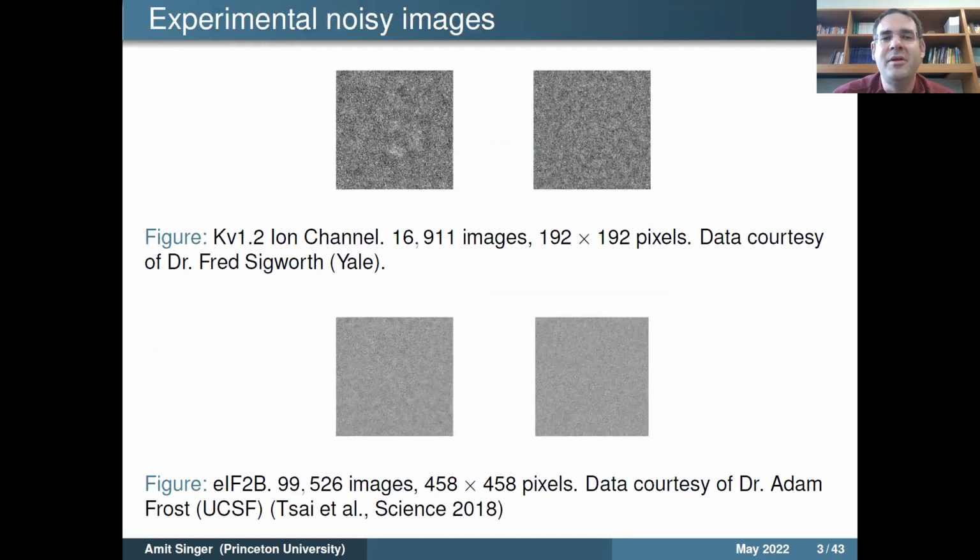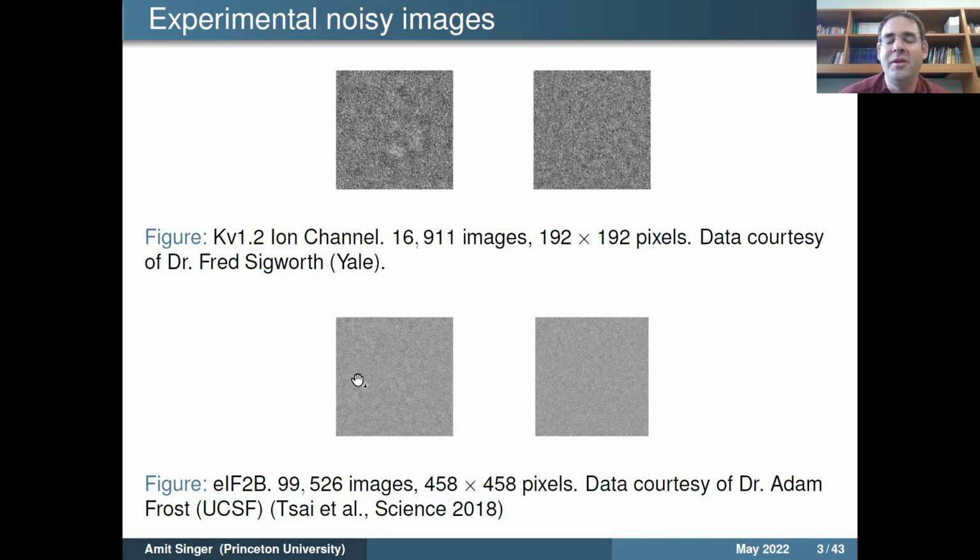So here is, just to give you an idea of how experimental images look. On top you see two projection images, particle images, out of a much larger sample of about 17,000 images. And I hope that you can appreciate that the images are quite noisy, and it's very difficult to even see the molecule here. You need to have a very trained eye to convince yourself that there is a molecule here.